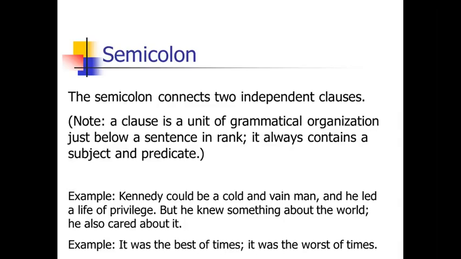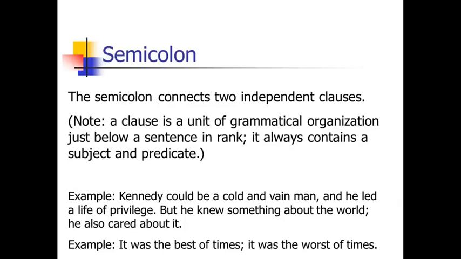So here's a couple of examples of the use of the semicolon to join 2 independent clauses. It says, "Kennedy could be a cold and vain man, and he led a life of privilege; but he knew something about the world; he also cared about it." So notice the use of the semicolon in that second sentence. You're getting this separation of these 2 ideas.